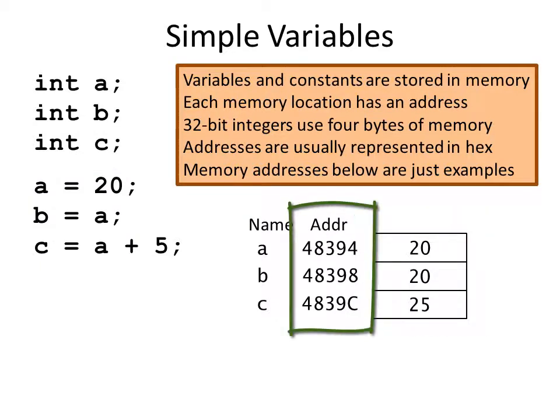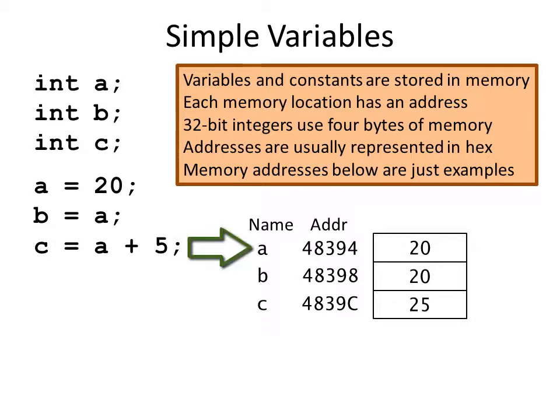Variables and constants are stored in memory. Each memory location has an address. A 32-bit integer uses 4 bytes of memory, and addresses are usually represented in hexadecimal. Memory addresses below are just examples. For example, the location for a is at memory address 48394. b is at 48398, and c is 4839C. Since I'm working in hexadecimal, when I add 4 to each location, the last one ends up with 4839C.